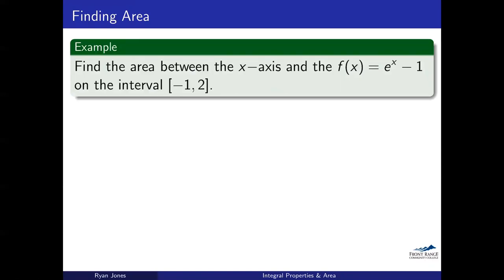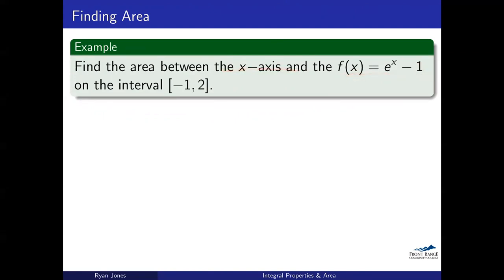So let's say that I ask you to find the area between the x-axis and the function f of x equals e to the x minus 1. And we're just going to look at the interval between negative 1 and 2. Take note now of this format of how the problem is worded. We'll want to compare that with the next lecture, and we'll want to remind ourselves about the wording of these problems and which one means which type of lecture and which type of problem we're talking about. So here, find the area between the x-axis and this function.